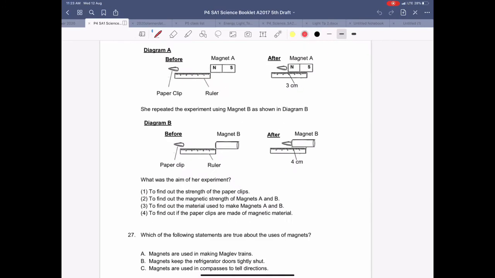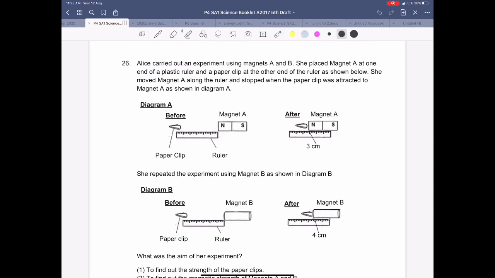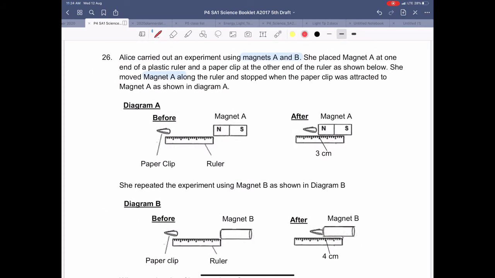Okay, so question 26. First things first, remember I always tell you, look out for the topic and the concept. So Alice carried out an experiment using magnets A and B. She placed magnet A at one end of a plastic ruler and a paper clip at the other end of the ruler as shown. She moved A along the ruler and stopped when the paper clip was attracted to magnet A as shown in the diagram. So straight off the top, the topic should be forces of magnet. Okay?